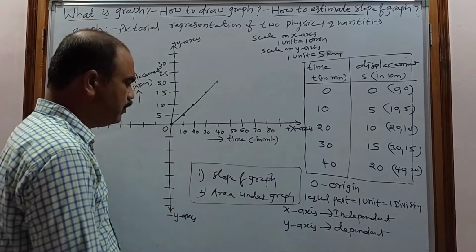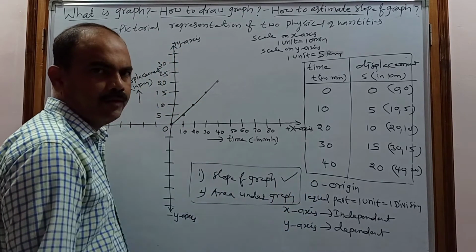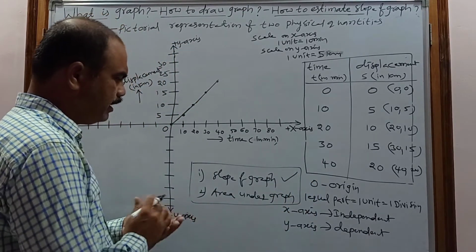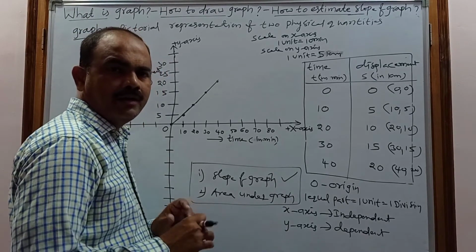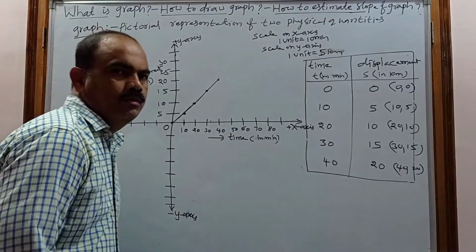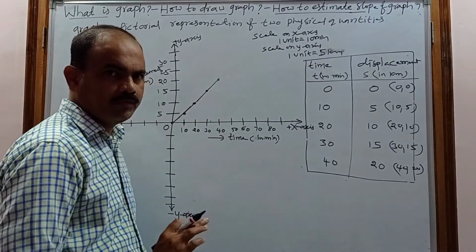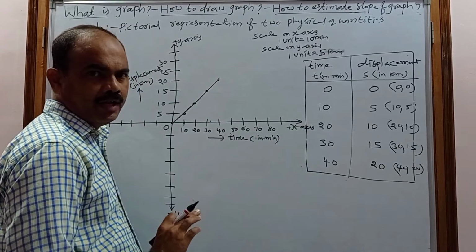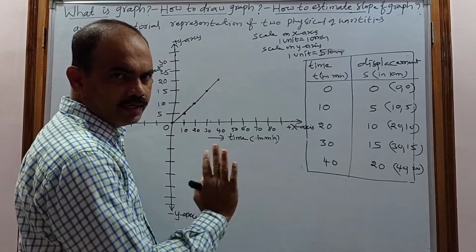First of all, I am going to explain how to find the slope of the graph. There are two ways to find the slope of the graph.